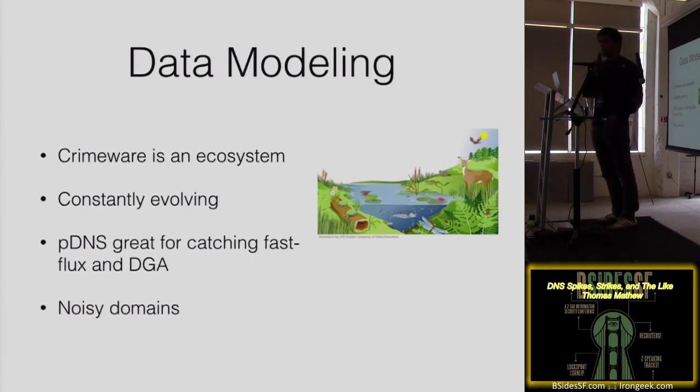And passive DNS is great for catching fast flux servers and DGAs because they make a lot of noise in the authoritative zones. A DGA creates a lot of NX domains, which are easily noticeable. And fast flux domains are constantly changing their name servers or their domain to IP mappings. So the community has created a set of techniques to really easily use passive DNS to capture these types of threats.